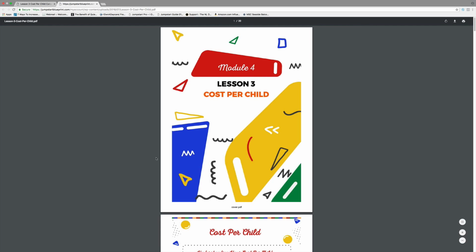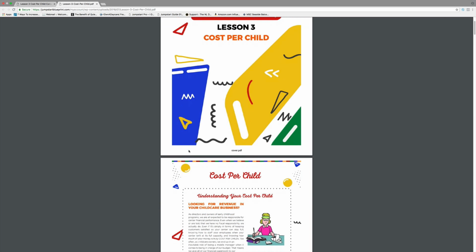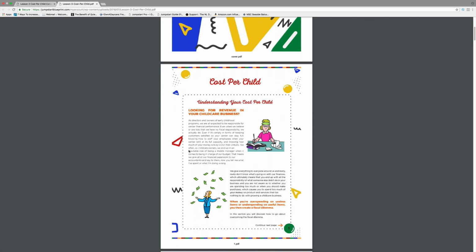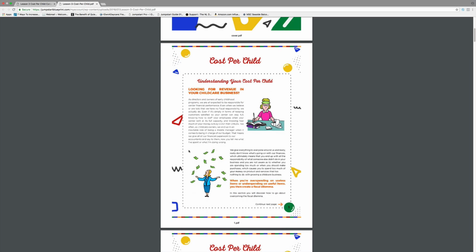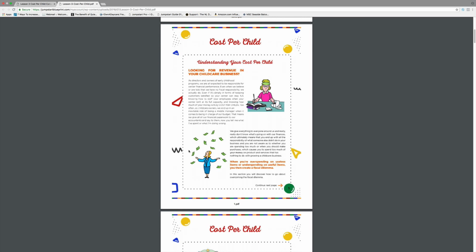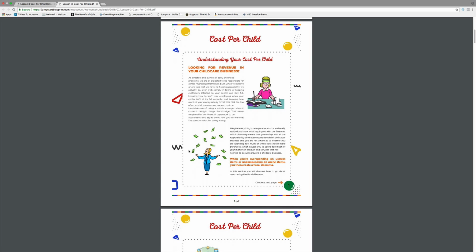For today's training, I want to give you a sneak peek within the actual module workbook. This is what we title the blueprint. I'll walk you through understanding your cost per child. So many people say, how much should I charge? What's your going rate? Or we say, oh, they charge too much, or that's too high. But we really need to look at the cost that's included in providing a particular service to a child.